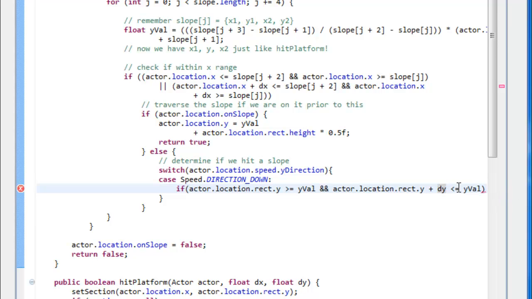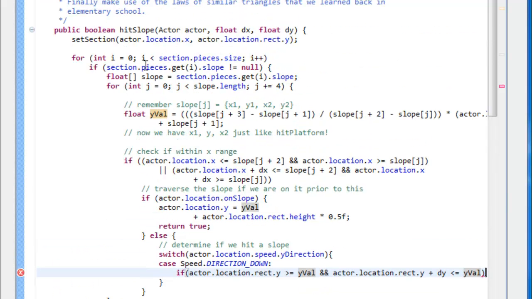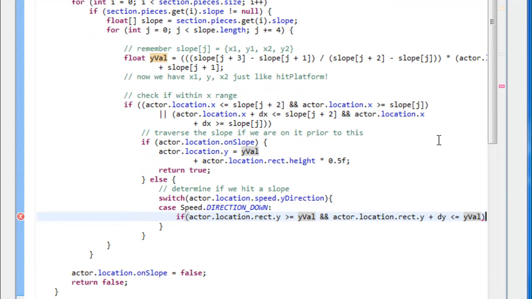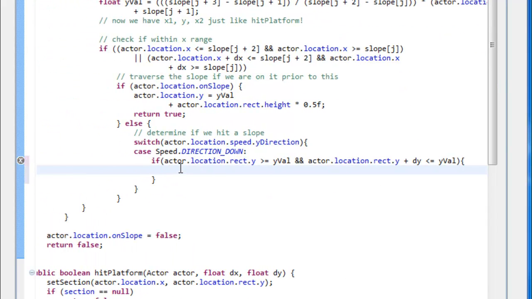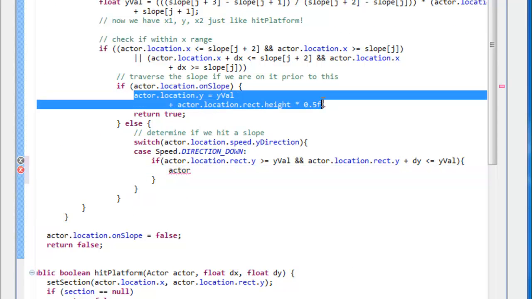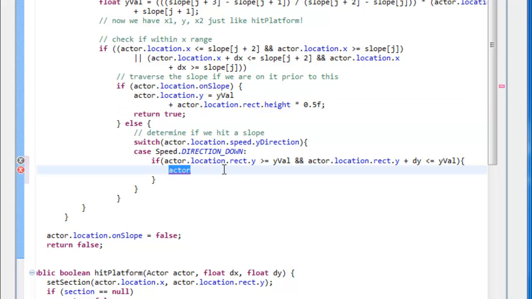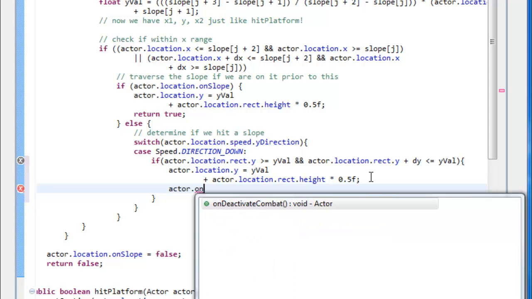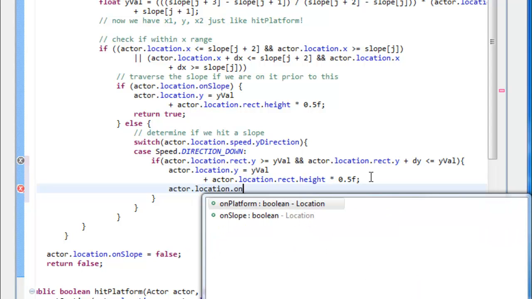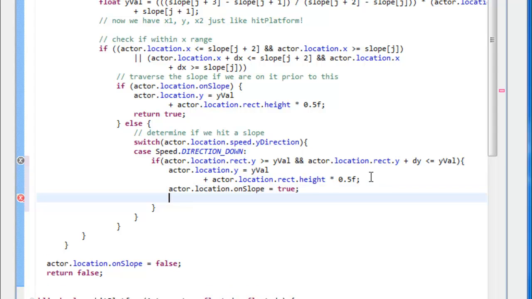Now again, at this point, the dy is negative because the direction is down, the dy that gets passed in, at least. Now, if this is true, we're going to do the same thing right here. And then we're just going to set actor.location.onSlope equal to true, and just return true.